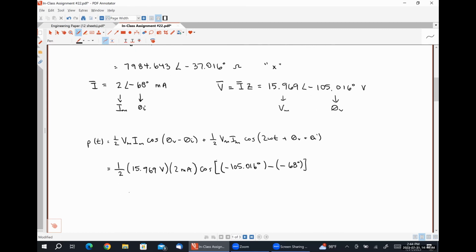And in my second part, I'm going to have that same 1/2 Vm of 15.969 volts times 2 milliamps. Now I'm going to have cosine of twice omega, so twice 377 T plus theta V, negative 105.016 degrees, plus theta I, negative 68 degrees. Okay.